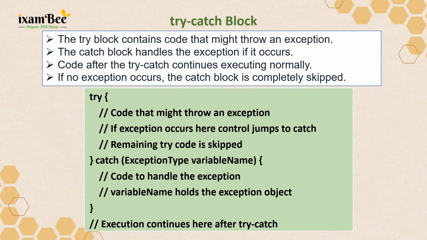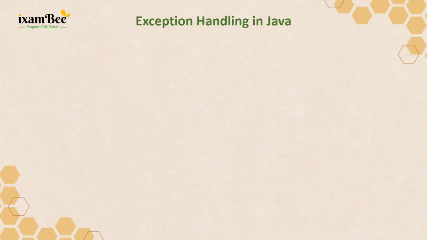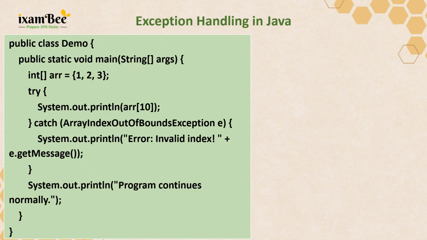The syntax for the try-catch is shown on the screen. Here you see that all the code that might throw an exception is enclosed within the try block. Any kind of exception that generates from the try block is going to be caught in the catch block. The execution would continue after the try catch. So let us look at an example where we are looking into exception handling in Java.